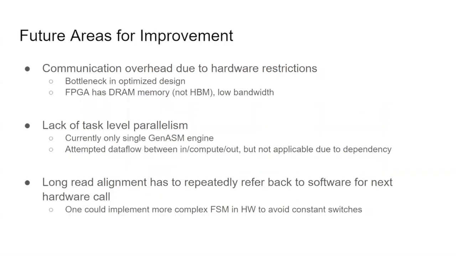So despite our decent performance improvement, we also identify areas for future improvement. In particular, we can use an FPGA device with higher bandwidth memory instead of the DRAM for more improvement. We can also instantiate more GenASM engines for higher parallelism. Then we can also have a more complex hardware design to avoid constant switching between GenASM software and hardware.